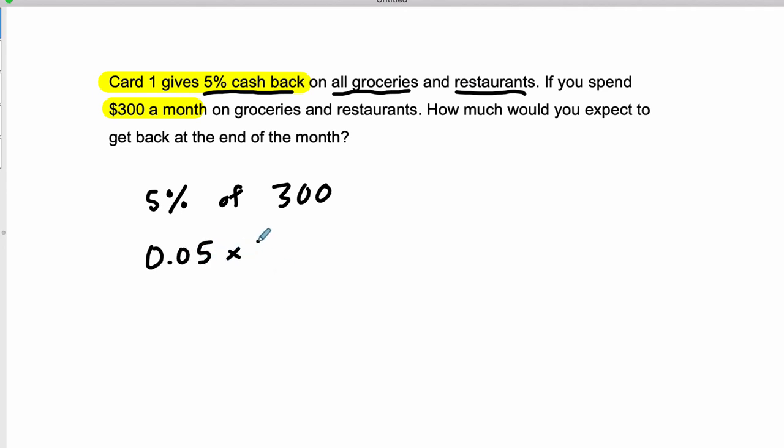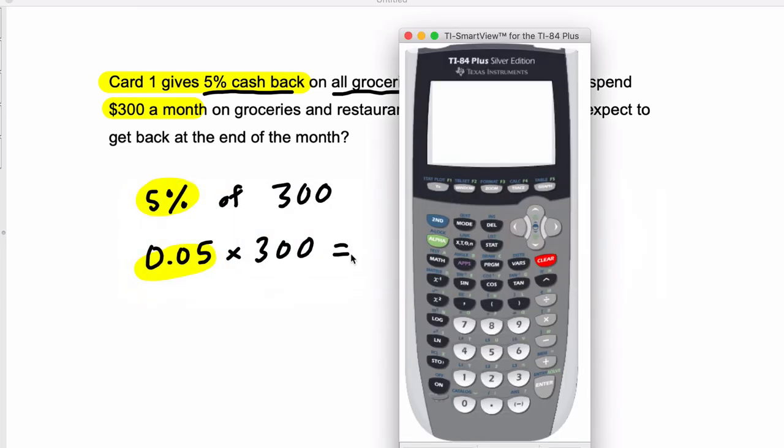5% times 300. All I did there was I take 5%, 5 divided by 100, I get 0.05, and to find that much of 300, we can multiply. So let's do that. So 0.05 times 300 is 15.